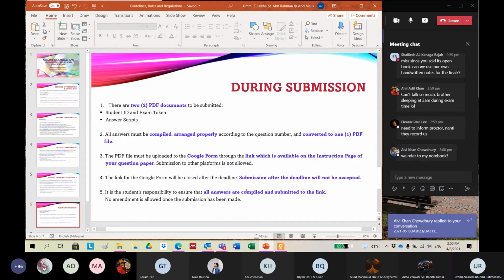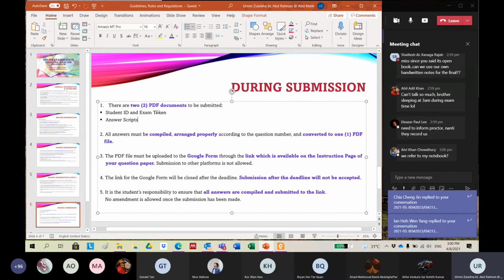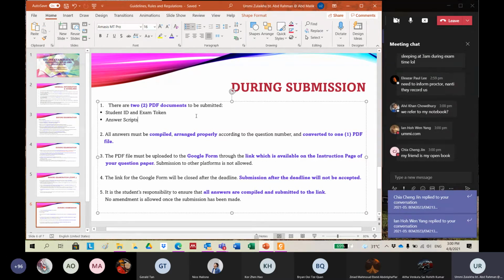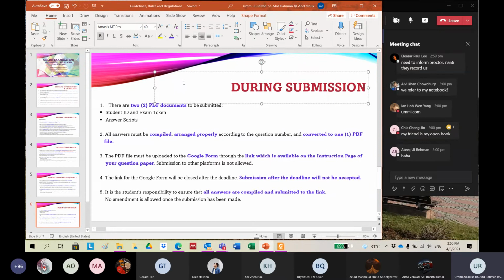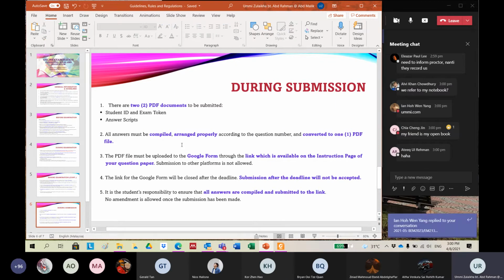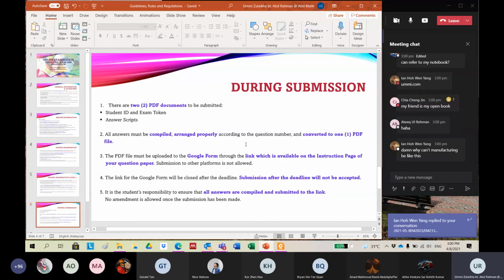Alright. So during submission, there are 2 PDF documents to be submitted. Student ID and exam token, this one is under 1 PDF, and then the answer script. Only these 2. All answers must be compiled, arranged properly according to the question number.